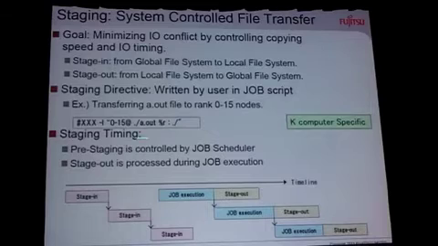And so in our system, the staging timing is that we do a pre-staging procedure controlled by the job scheduler. And stage out is processed during job execution. And here are three jobs, and here's the timeline. The first one is job dispatched, staging, job execution, and stage out. The second one is also like this: staging, job execution, and stage out. Such automatic staging is processed under the control of the job scheduler.